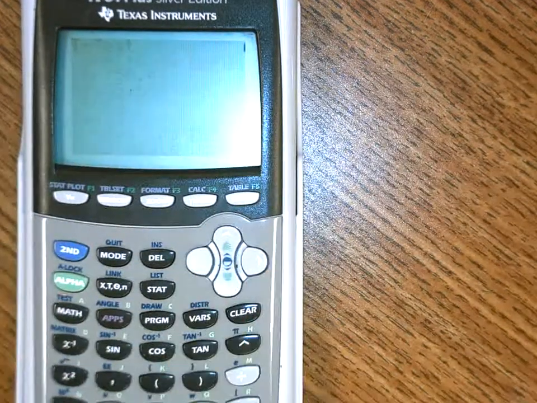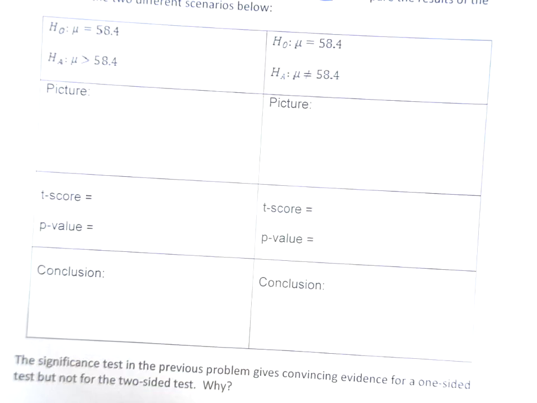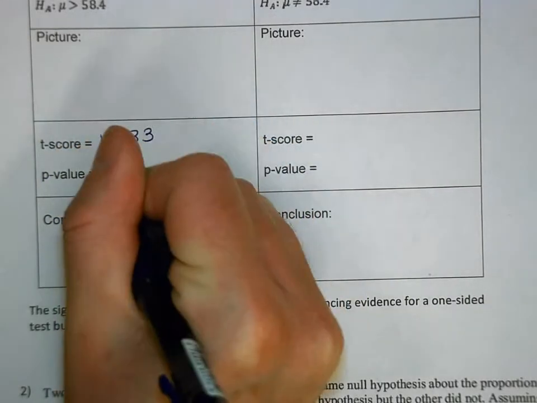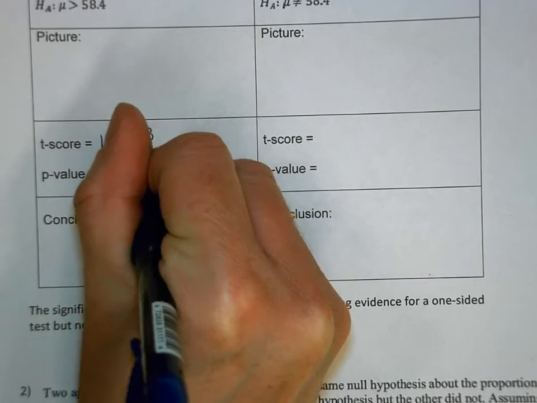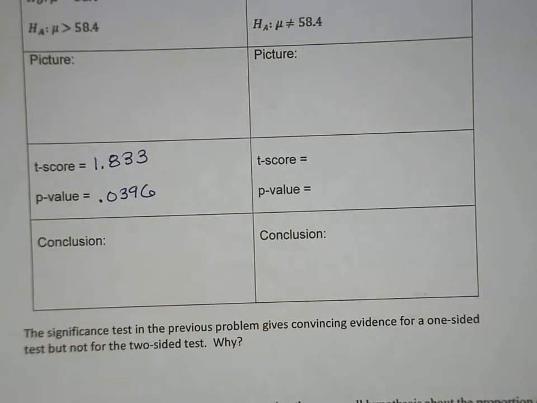Calculate. So here's all my information, and I'm going to copy it down onto my paper. So my t-score is 1.833. My p-value is 0.0396. And then there is a picture part up here.